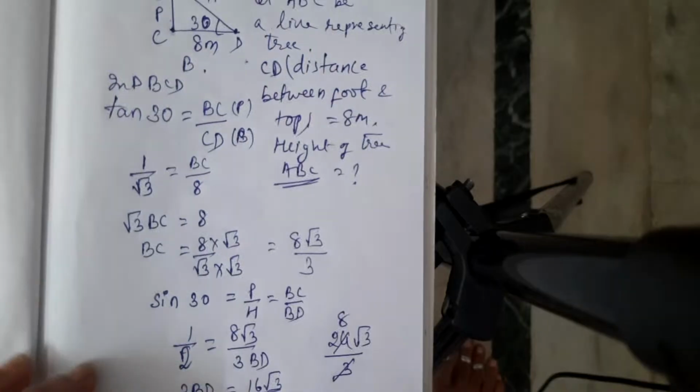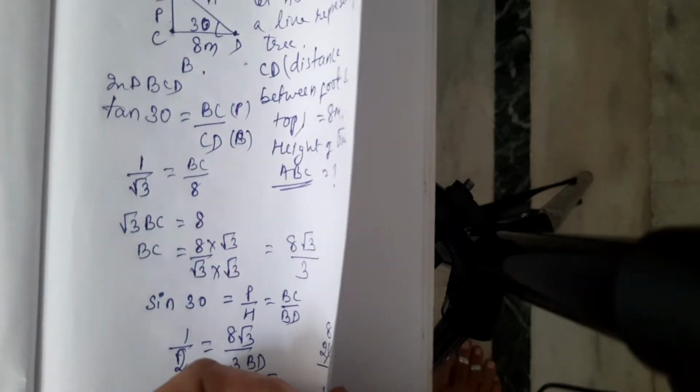Now let's move to the third question. In the third question, a contractor plans to install 2 slides for children to play in a park. For children below the age of 5 years, she prefers to have the slide whose top is at a height of 1.5 meter.